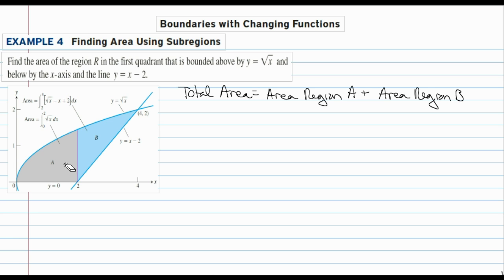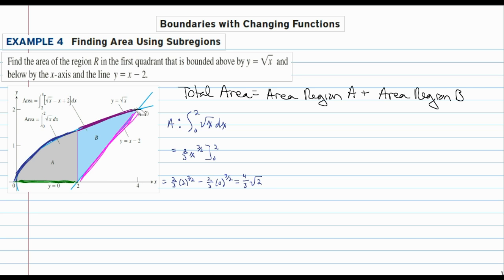So let's look at region A first. Region A is bounded above by y equals square root x and below by y equals 0. So that is the antiderivative then from 0 to 2. 2 is where that boundary ends, y equals 0 ends, and the other one picks up. So from 0 to 2 of square root x, technically minus 0, but I left out the minus 0. Take the antiderivative, fundamental theorem part 2, and I get that the area of region A is 4/3 times the square root of 2. So now let's look at region B.